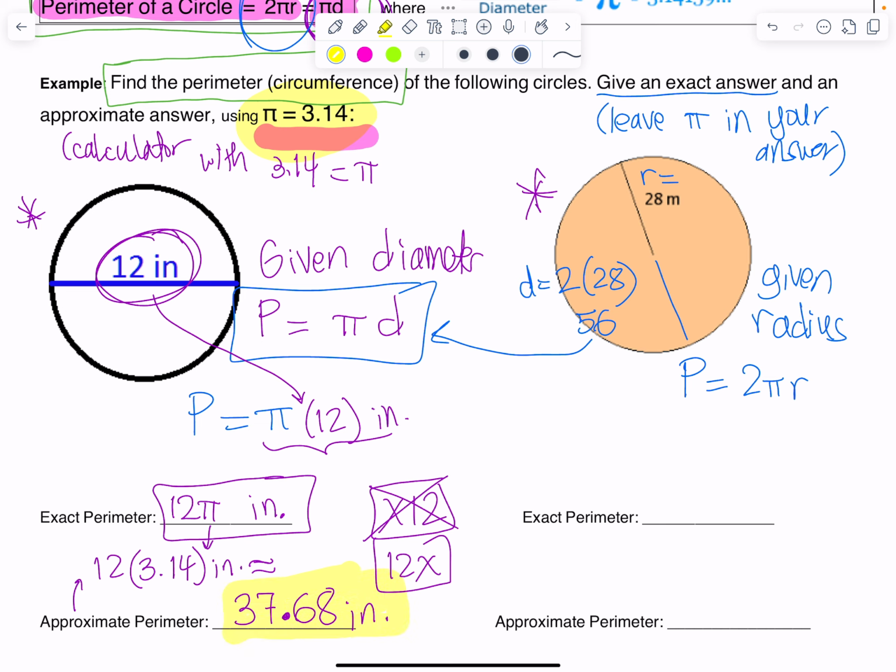There we go. So on an exam, it should specify not just find the perimeter, but whether you want the perimeter exact or approximated. It'll tell you, or it'll ask for both.